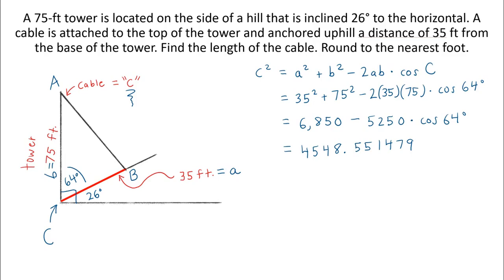To find c, we just take the square root of both sides of this equation. So now we need to take the square root of this 4548.551479. And when we round that result to the nearest foot, we get 67 feet. So the length of our cable would need to be 67 feet.